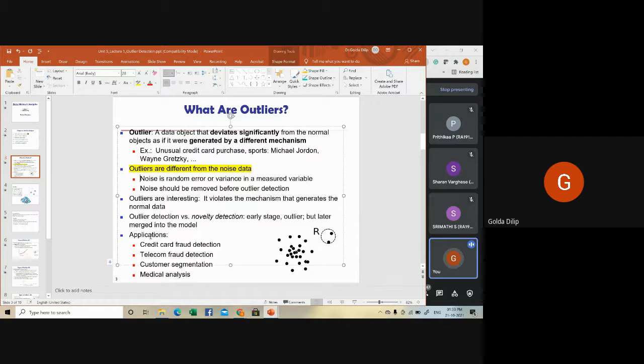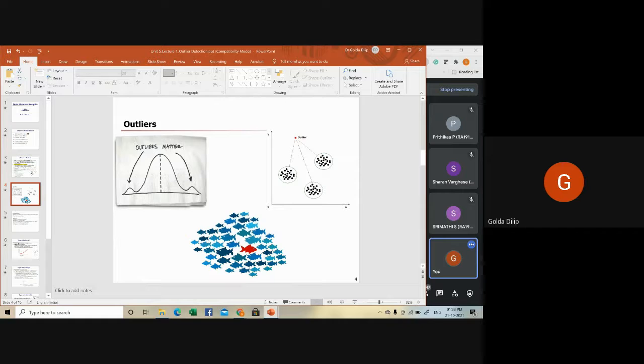These are the general popular applications of outlier analysis. The popular one is credit card fraud detection, the one which I have given in the class just now. Then we have telecom fraud detection, customer segmentation, and medical analysis. Everywhere, detecting outliers is interesting. Some pictures will help you understand outliers, the ones which don't go with the normal pattern of the group. That's what is being shown here. So outliers matter. Even in a normal distribution curve, we can see the outliers out here. So that's what an outlier is.